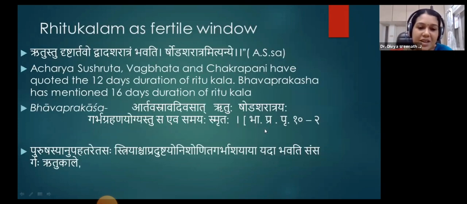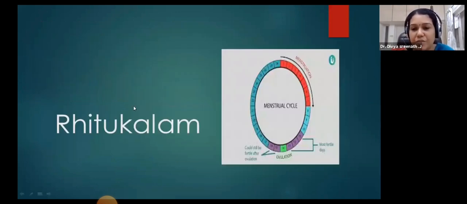But there is another explanation. Someone else has said that Rutukala is about 16 days. Bhava Prakash has mentioned: Atrava Srava Divasa Rutuhu Shodasha Ratraha, Garbha Grahana Yogyastu Sa Eva Samaya Smritaha. So Rutukala is the Garbha Grahana Yogya Samaya. So 16. The explanation by Bhava Prakash is considered to be more apt. From the first day of menstruation to the 16th day, there is more chance of getting pregnant.